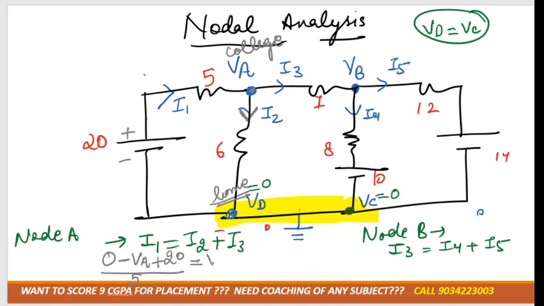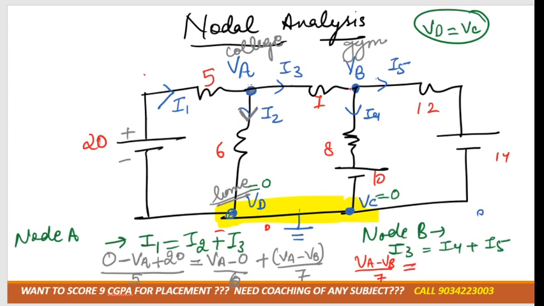So we can say that I2 would be VA minus 0 divided by 6, correct? Plus I3. I3 is moving from college to, suppose VB, like after college you are going to a gym. You are moving from college to gym, I3, right? So it would be VA minus VB divided by the resistance, that is 7 ohm. Okay, got it? Similarly, we need to convert I3 in terms of V by R. I3 is again moving from VA to VB, so it would be VA minus VB divided by 7.